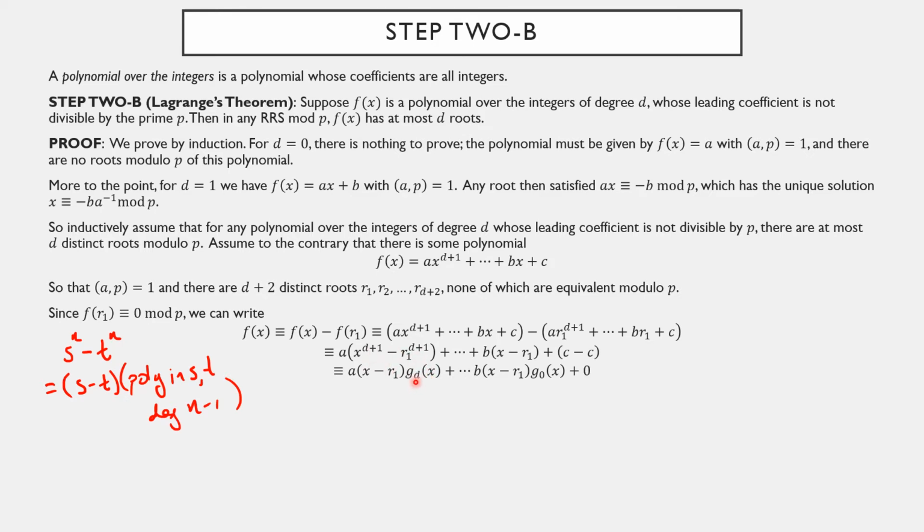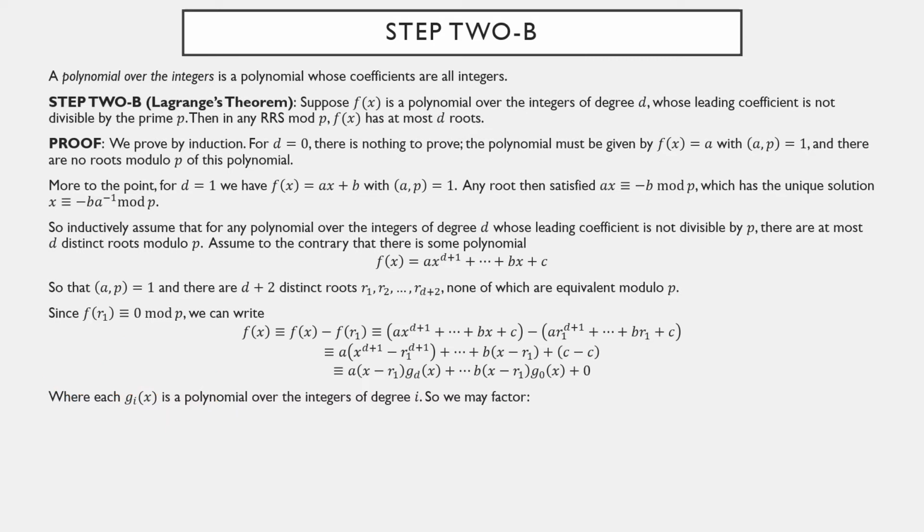So degree d. This subscript is to keep track of the degree. So from everything that I grouped together, I have one power of x minus the same power of this constant r1. So I factor x minus r1 out of every term, leaving behind a polynomial in x of 1 degree less. So this term gave me degree d. The next term would give me degree d minus 1, all the way down to this giving me degree 0, and then these constants just canceled out anyway. So each g sub i is now a polynomial over the integers of degree i.